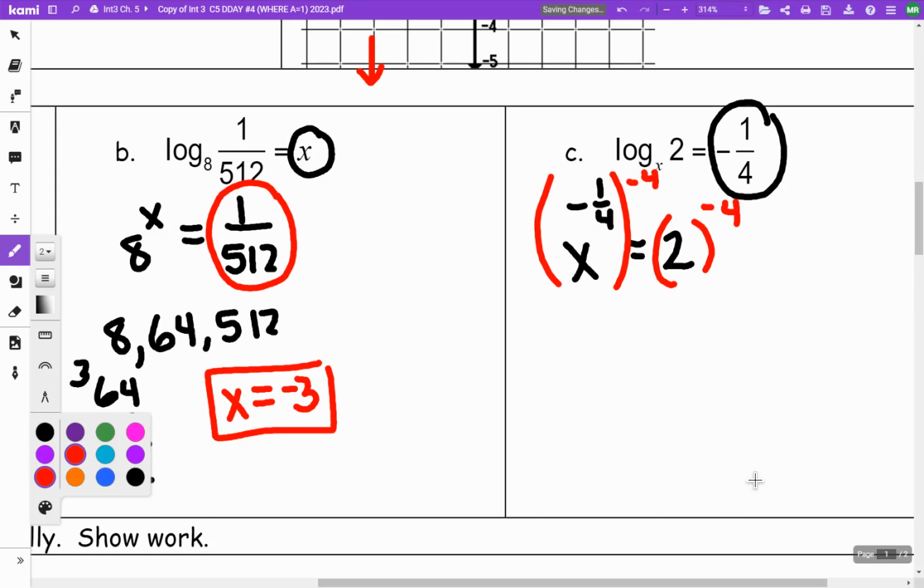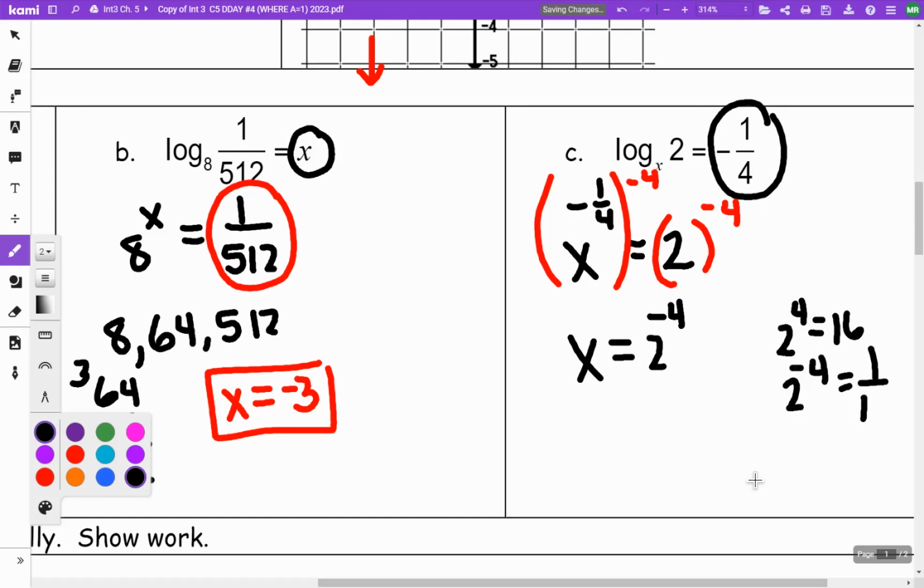Now, when I do that, power to power, I multiply. So I am going to be left with x to the 1st, or just x, equals 2 to the negative 4. And when I take 2 to the negative 4, remember, 2 to the 4th is 16. So 2 to the negative 4th is the reciprocal of that. So I get 1 over 16 as my answer.